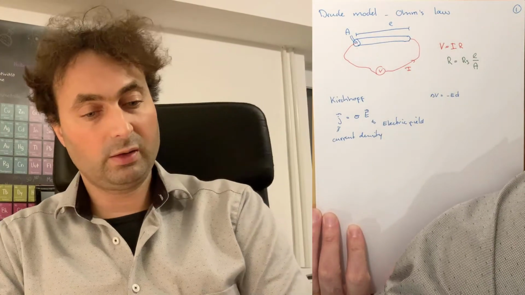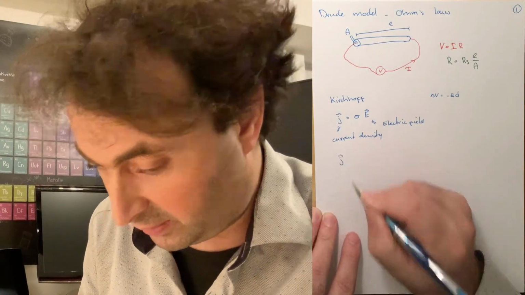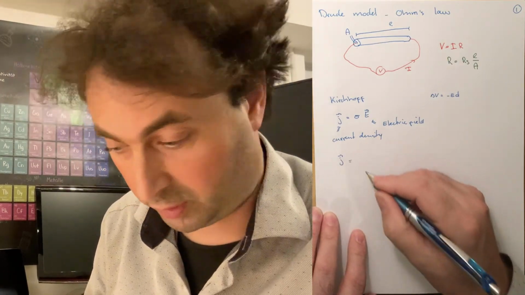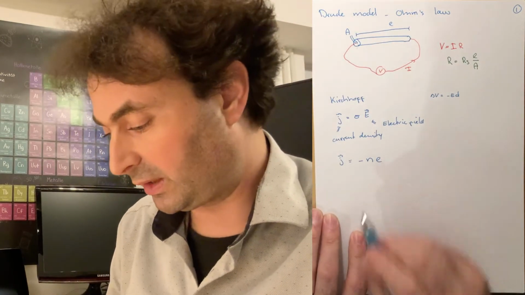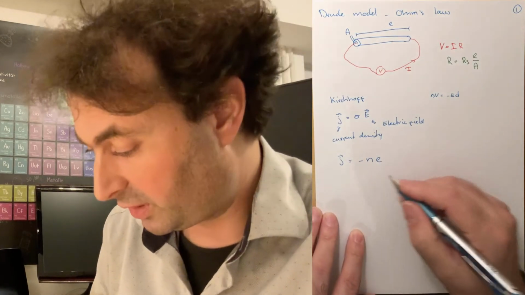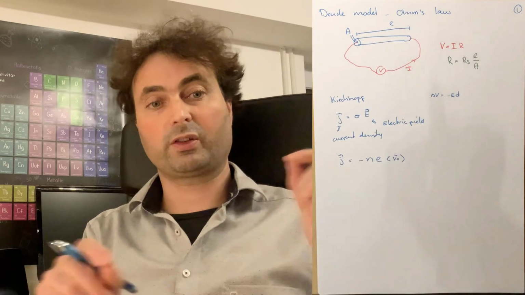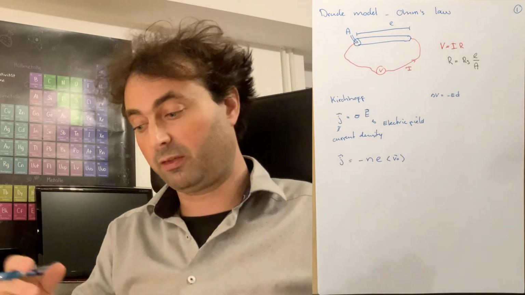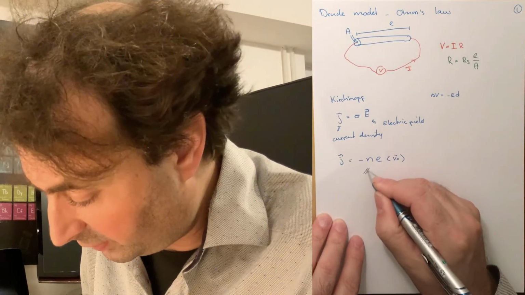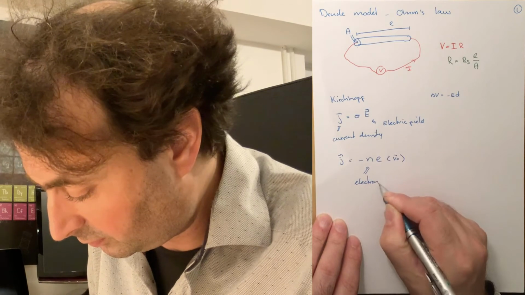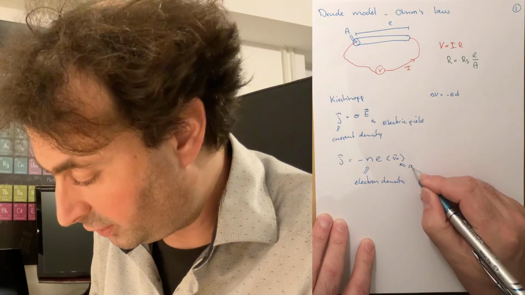Now, when we have a metal with an electron density n, we can actually express the current density in terms of the electron density. And it's the electron density times the charge of the electrons, which is minus e, such that e is a positive number, times the average velocity of our electrons. The electrons can move in all directions, but on average, if they have something that is left, then you generate a current. So this is the electron density. And this is the average velocity.